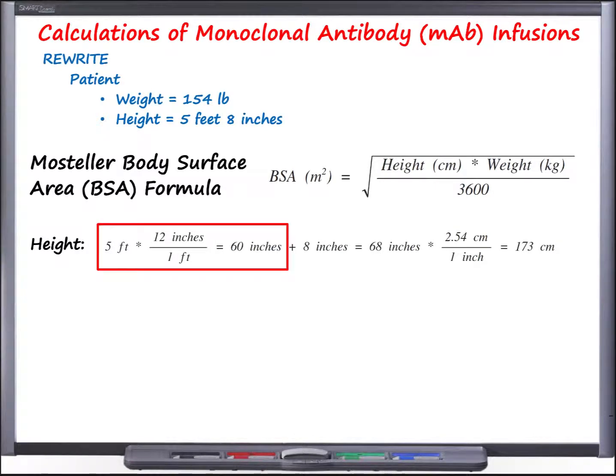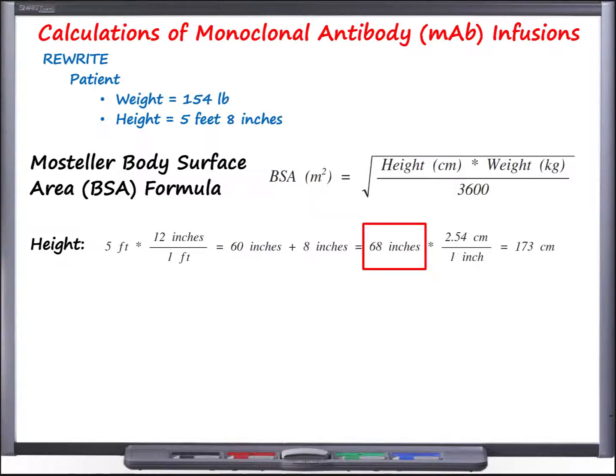So I'll remind you here the patient stood 5 foot 8. If we start with the first 5 feet, we'll take the 5 feet times 12 inches per foot to get the number of inches. So 5 feet is equivalent to 60 inches. We'll then add that to the patient's additional 8 inches. So 5 foot 8 would be 60 inches plus 8 inches.